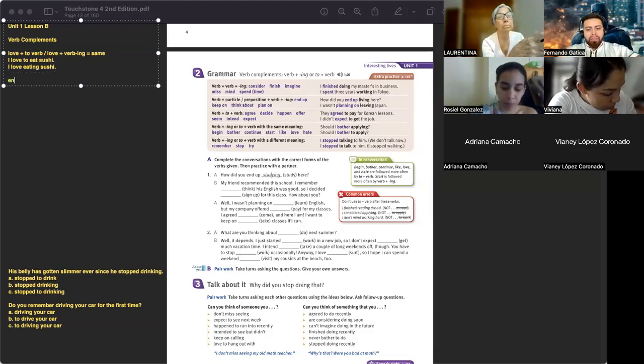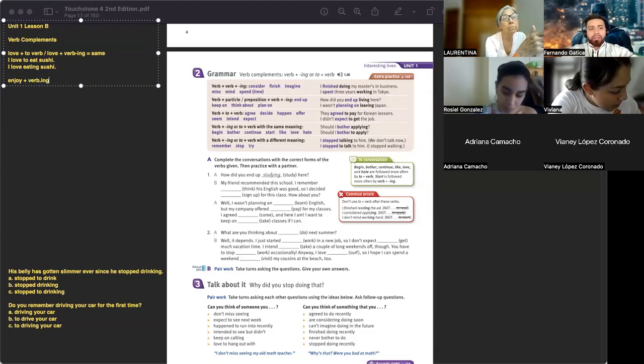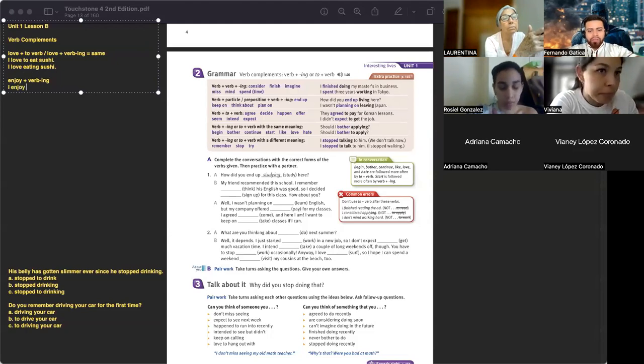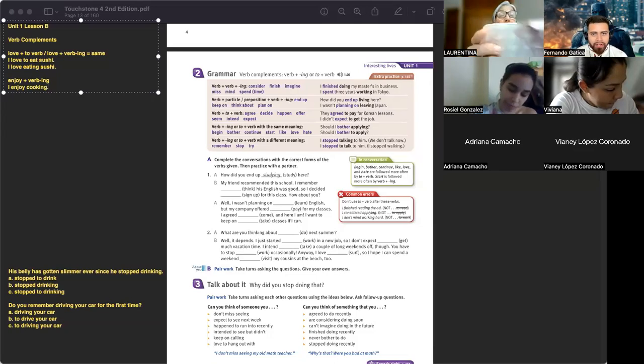And with enjoy, remember, enjoy only has one combination, and that's with the gerund. I enjoy cooking. Not to cook or to cooking, only cooking. Disfruto cocinar. I enjoy cooking. Adriana, how do I say disfruto bailar? I enjoy dancing. I enjoy dancing.